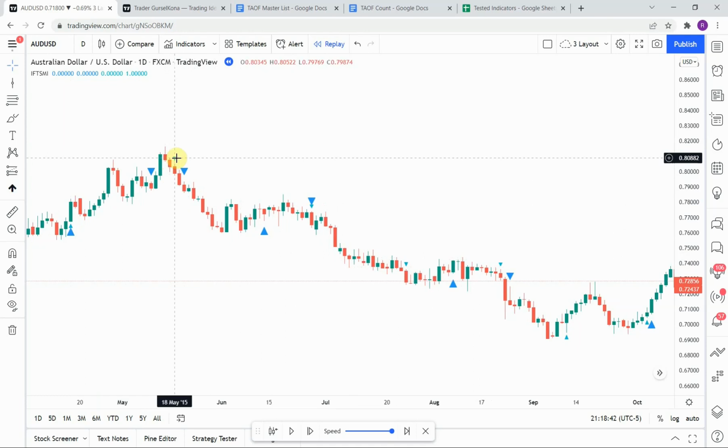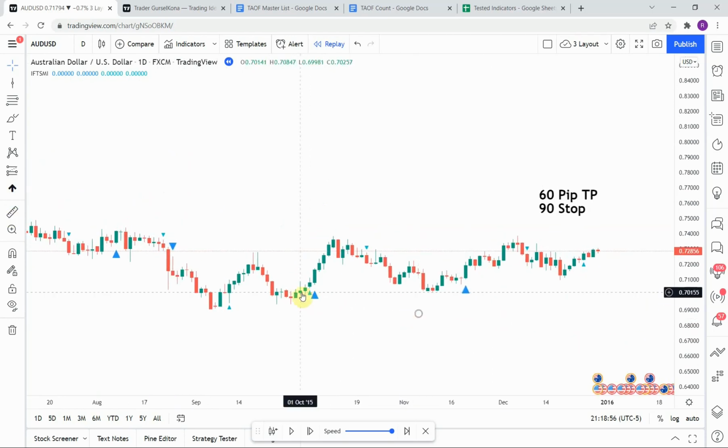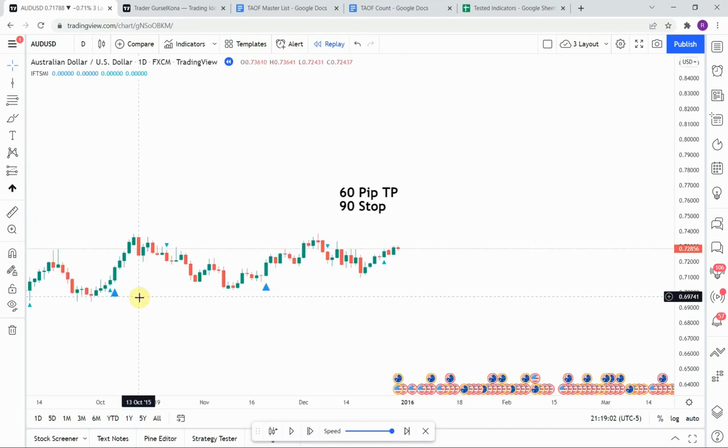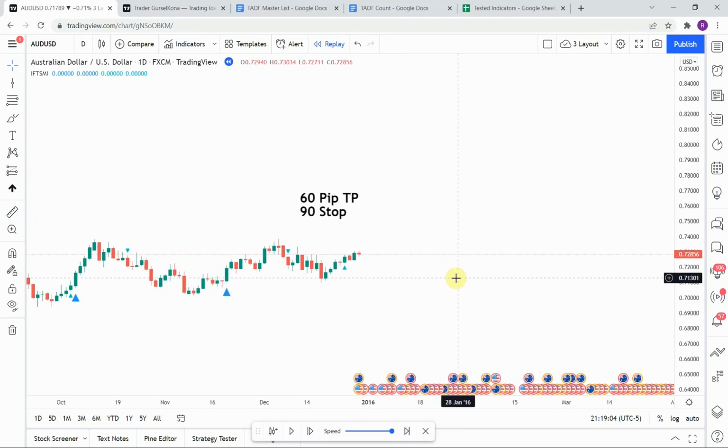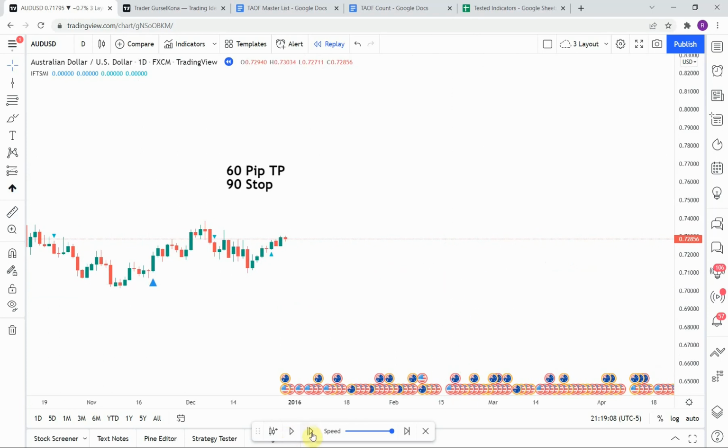When we get the two triangles pointing downward, of course the small triangle points down, and then we're looking for the blue triangle to also point down. Once we get that blue triangle, we would then go short. On the reverse side, when we get a small triangle pointing upward and then a big blue triangle pointing upward, then we are going to go long. So that's what we're looking for. Let's go ahead and get on with the testing, and see what we can get out of this.